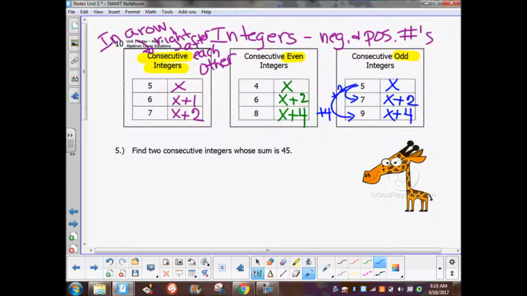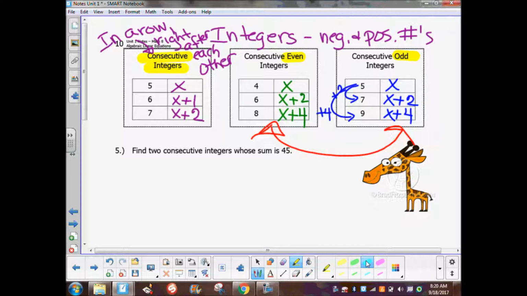So are these two always going to be the same? Yes. They're always going to be the same. Odd numbers are 2 apart. Even numbers are 2 apart. Okay? You're talking about the distance apart. You're not talking about the numbers themselves. Okay? All right. So let's take a look at these word problems.